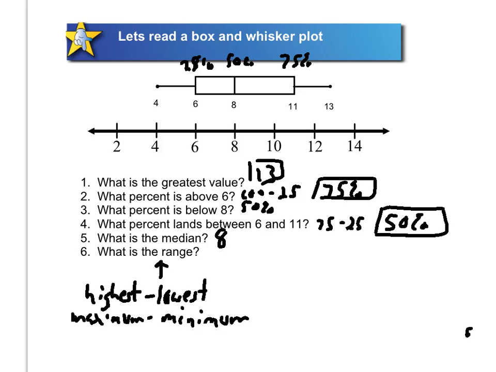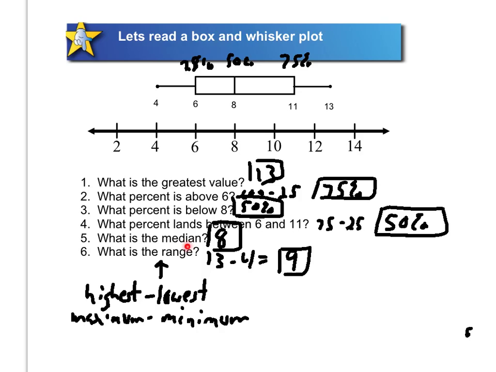Okay, so we're going to take the highest number, which in this case is 13, minus the lowest number, which is right here at 4, and that equals 9. Okay? And there's our answers to all the questions there.